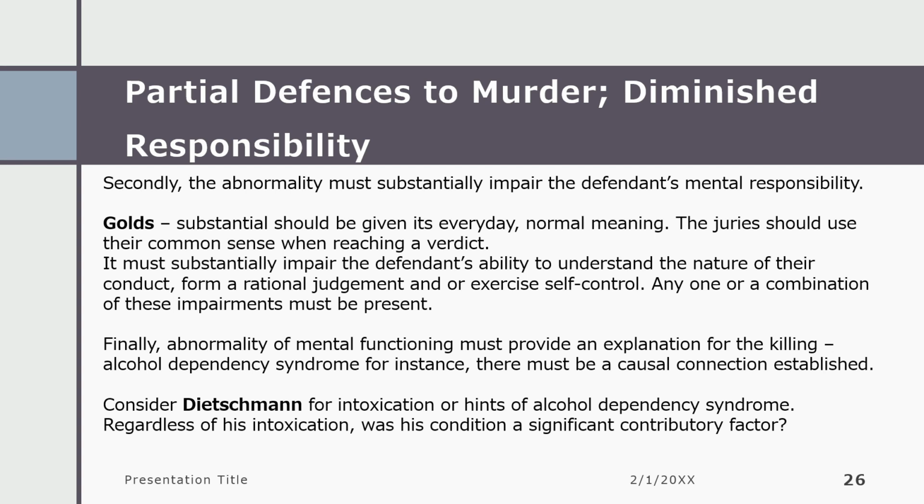Finally, abnormality of mental functioning must provide an explanation for the killing. Alcohol dependency syndrome, for instance, there must be a causal connection established. I don't think you necessarily have to use the whole causation or R v White thing, but establish a strong enough connection that it can be causal and not correlational. If it is more on the correlational side, then your defense is weak. So consider Dietschmann for intoxication or hints of alcohol dependency syndrome. Regardless of his intoxication, was his condition a significant contributory factor?